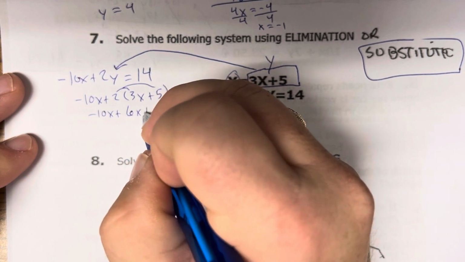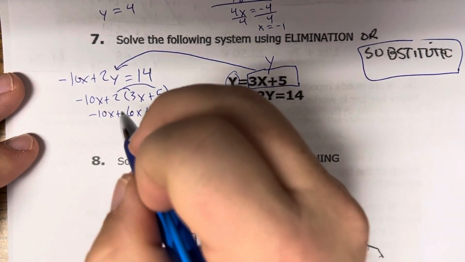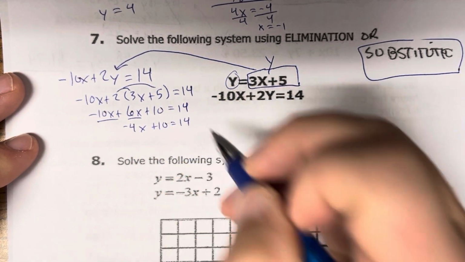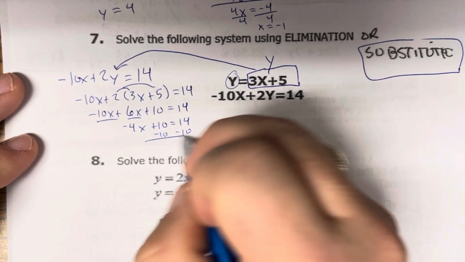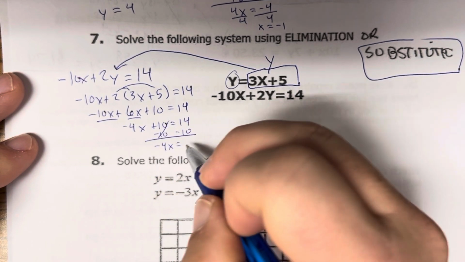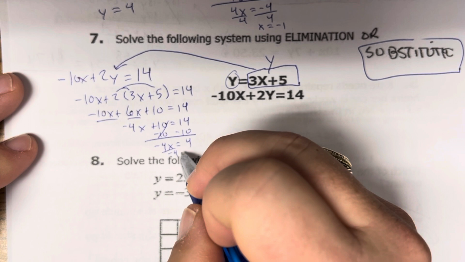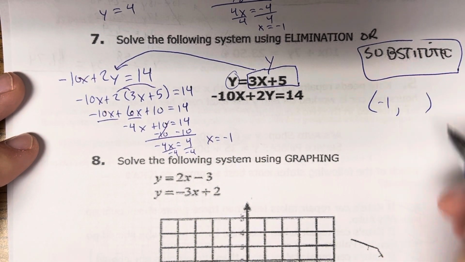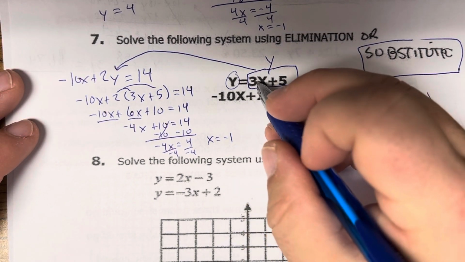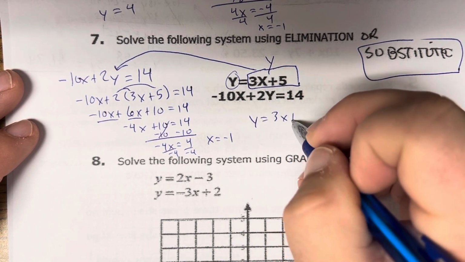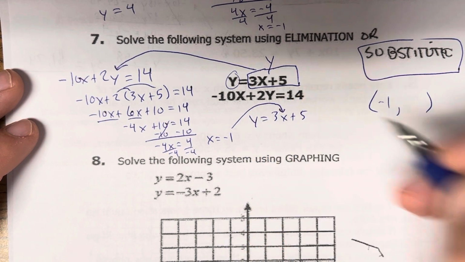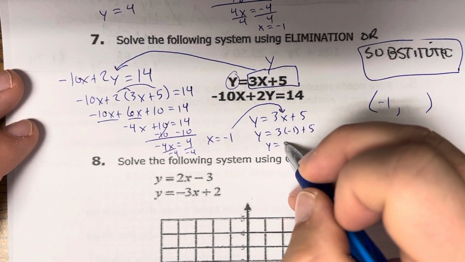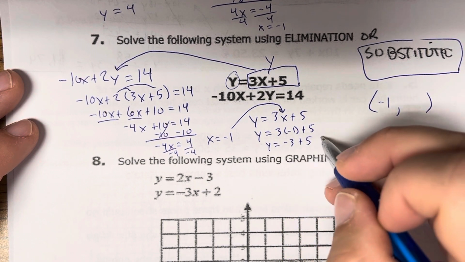So that becomes 6x plus 10. And then we'll combine like terms, so it's -4x plus 10 is equal to 14. We'll subtract 10. So -4x is equal to 4, and then we'll divide by -4, so x equals -1. Then we'll take that -1 and put it into this x right here. And so y equals 3 times -1 plus 5. y equals -3 plus 5, and -3 plus 5 is 2.